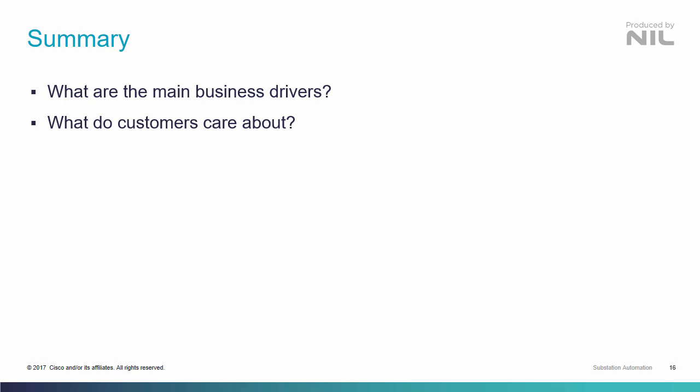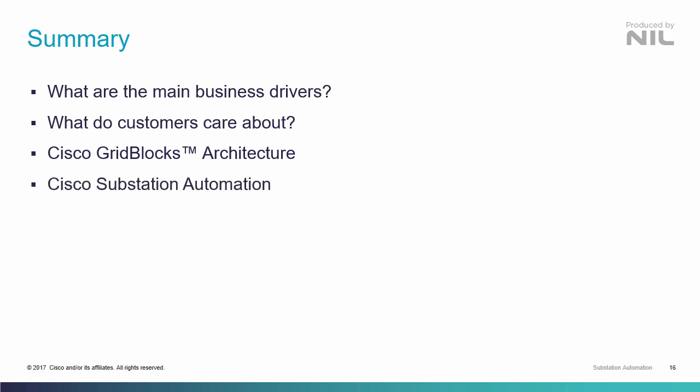Customers especially care about operational efficiency and security. Efficiency reduces expenses and allows bigger return on investment. Operations security, on the other hand, is required for regulatory compliance. Cisco Grid Blocks architecture is a reference model for Cisco solutions in the power grid space. Its purpose is the transformation of the electrical grid in a holistic manner. Cisco Substation Automation brings intelligence into the substation. It has many positive benefits and addresses all common customer care-abouts.